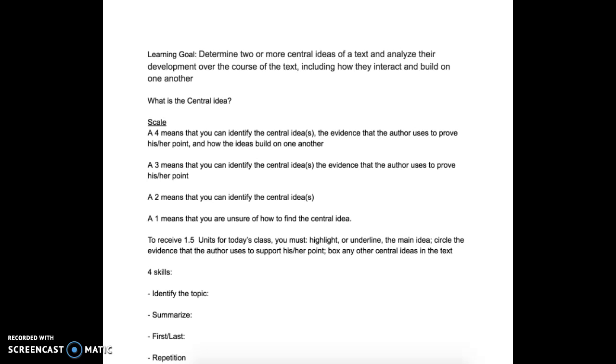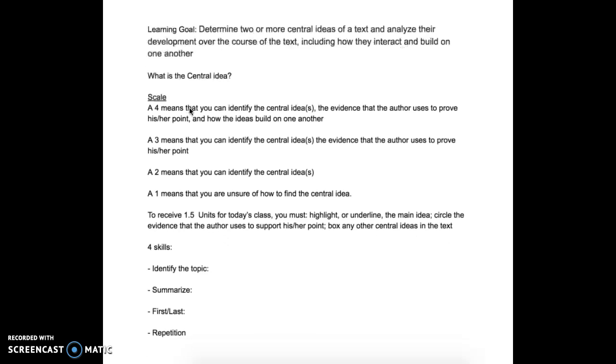Hello and welcome to this March 12th Tuesday News Day. Once again, we will have two articles. This is the first of them, and our learning goal is to determine two or more central ideas of a text and analyze their development over the course of that text, including how they interact and build on one another. Most importantly, we are deciding what is the central idea.